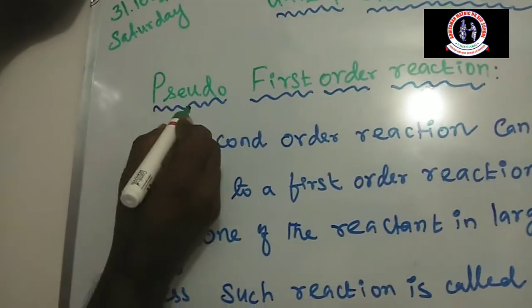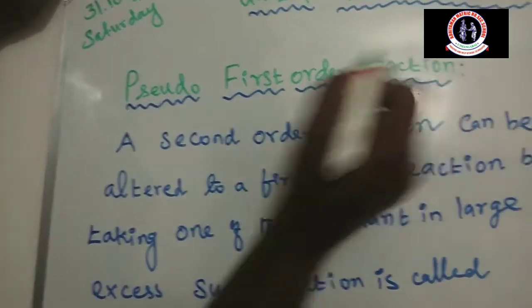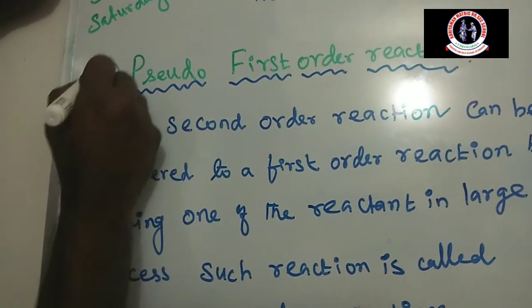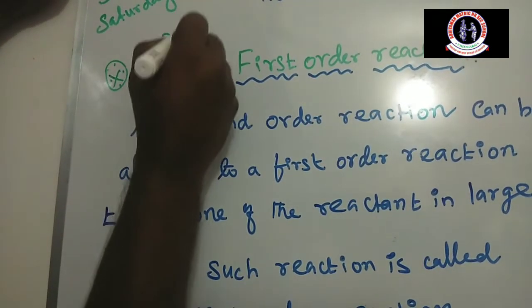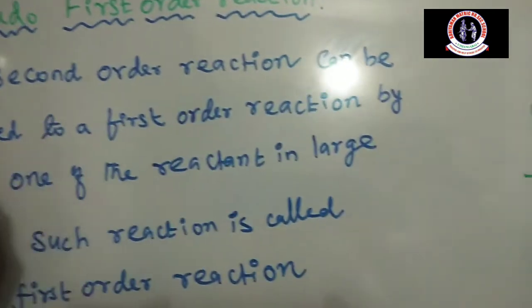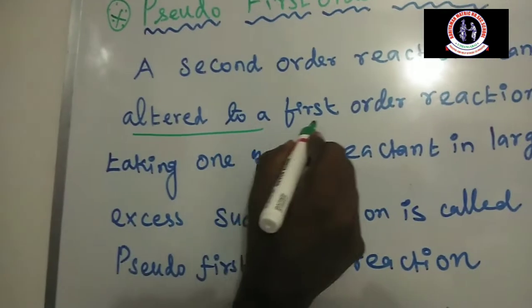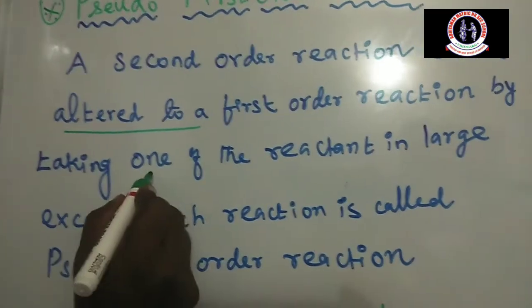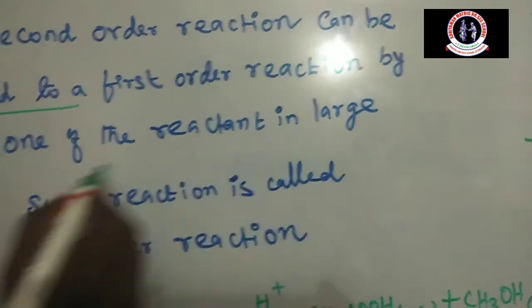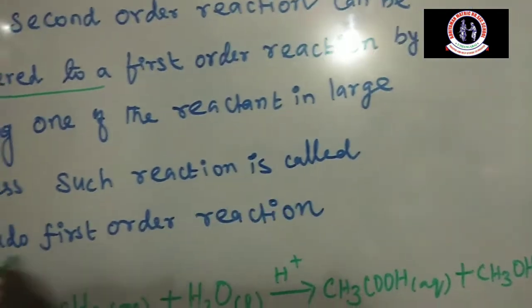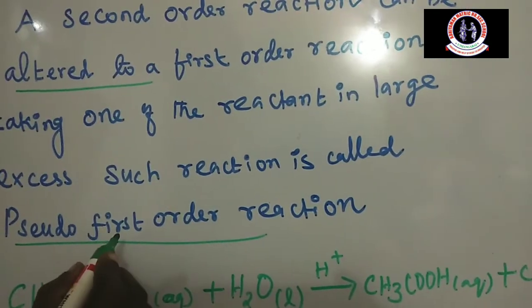The subtopic is pseudo first order reaction. So what is meant by a pseudo first order reaction? It is a 3-mark question. A second order reaction can be altered to a first order reaction by taking one of the reactants in large excess. Such a reaction is called a pseudo first order reaction.